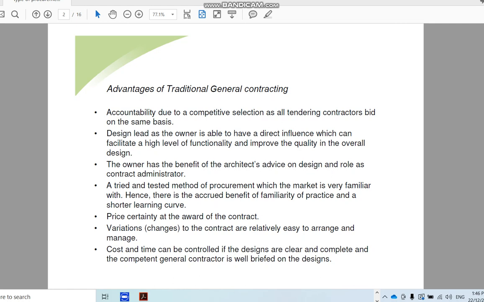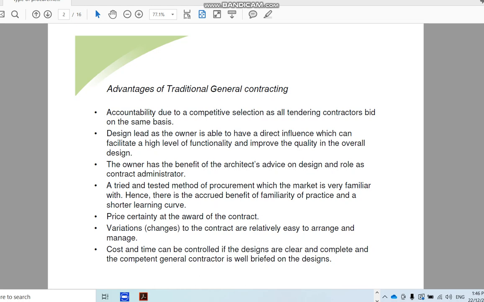So as long as the client doesn't have that in-house capacity to carry out the design, engaging separate professional designers is actually always a very good method. Okay, and this is one of the oldest methods. So it's called TGC, Traditional General Contracting. And then usually the price for the job will be completely fixed before the work can actually proceed. So time, cost, quality, everything is very set before it can proceed into the construction phase.